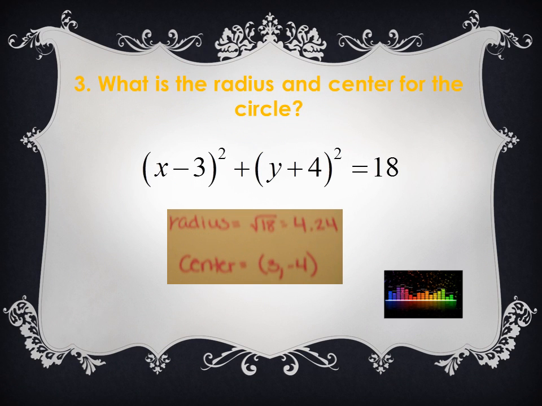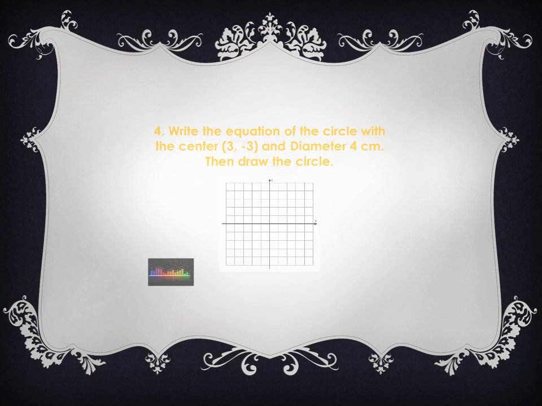To find the radius of a circle, you square root whatever the standard form equals. So in this case, we square root 18 and get 4.24. To find the center of the circle, you take whatever is being added or subtracted to x and y and change its sign. So x minus 3 becomes a positive 3, and then y plus 4 becomes a negative 4. So our center is 3, negative 4.